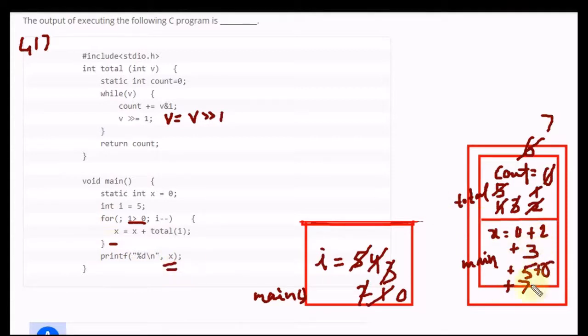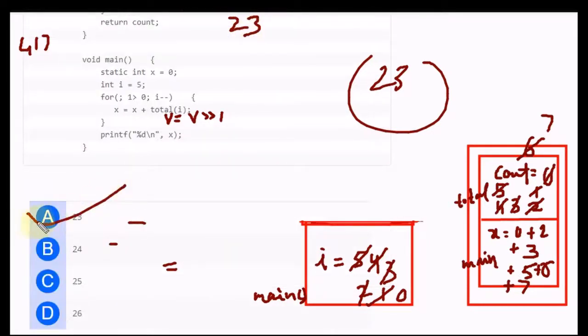So what is the value of x? This is 5, 10, 16, and this is 23, so 23 will be the output of it. Okay, so what will be the output of it? 23 will be the output of it.